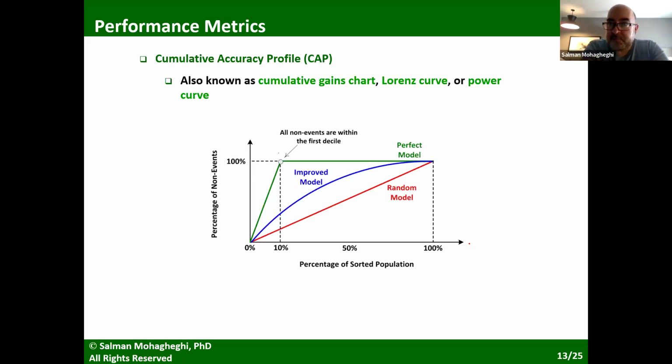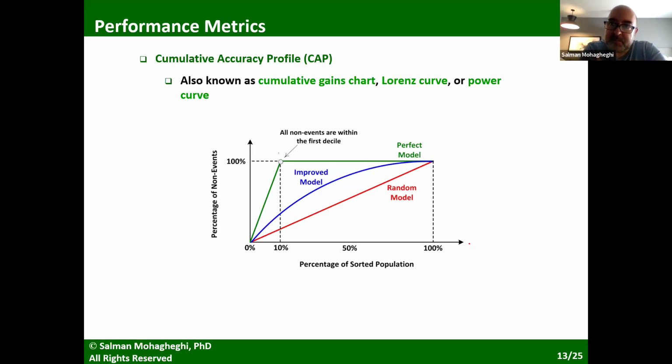Another interesting visual measure that we have is known as CAP, or cumulative accuracy profile. Again, this comes with a lot of different names: cumulative gains chart, Lorenz curve, power curve. Different domains have had their own names, but all of them mean the same thing. The idea behind this is very interesting. What you do is you sort your population. Imagine you have a classifier that assigns a score to every data instance. So you sort those scores from the lowest to the highest.